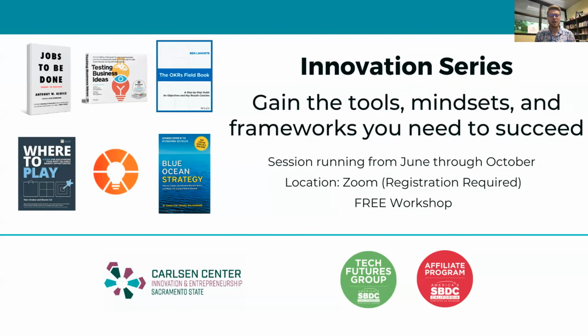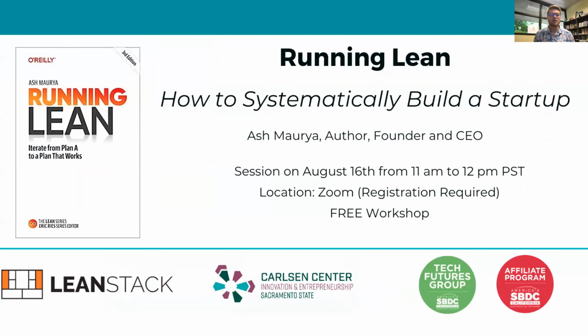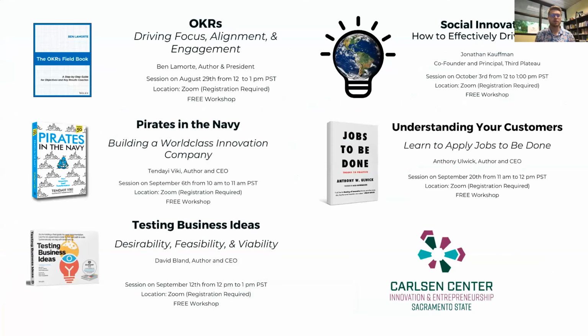This is, I think, our fifth session of 11. So we've been giving you some of these amazing different ways to look at your business and really give you tools to start dissecting and looking at your business from different lenses. And so today's workshop, we're going to be diving into running lean, how to systematically build a startup. And we have Ash Maurya, who I'm going to share a little bit more about his background, but he's the author of Running and Scaling Lean, and also the founder and CEO of LEANSTACK. And so we're going to get into continuous innovation and different frameworks for you to get your business off the ground. But again, this is part of a larger series.